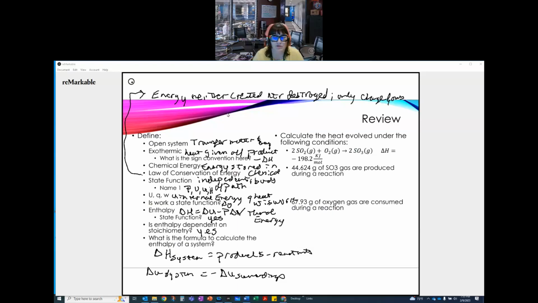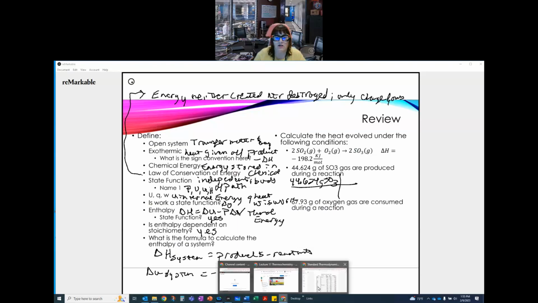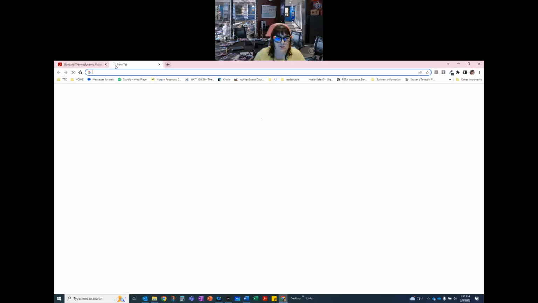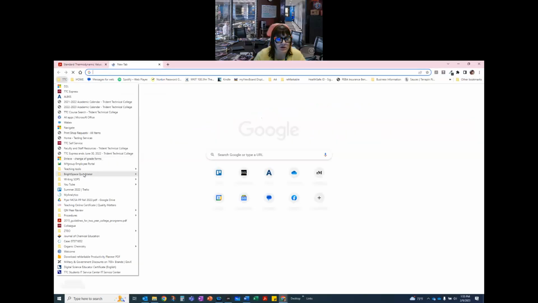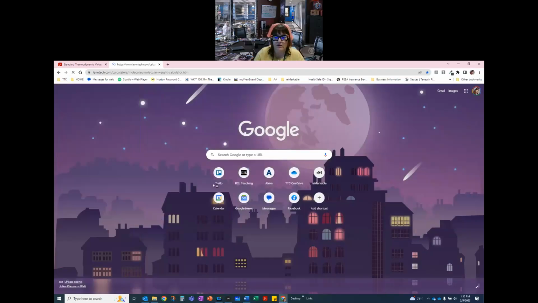I can calculate the heat evolved under the following conditions. I have 2 SO2 gas plus O2 gas going to 2 SO3. Delta H for that is given as negative 198.2. But out here, I have 44.624 grams of SO3. Need a molecular weight for SO3. So I'm going to grab this. And this table we'll get to in a few minutes. But for right now, I'm going to go back to my molecular weight calculator.